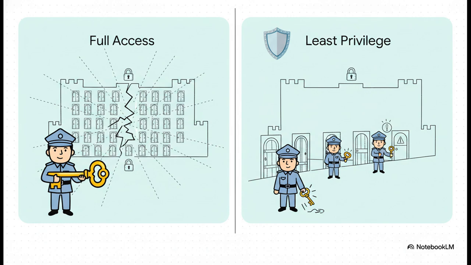If that key gets stolen, the entire fortress is compromised. Game over. But on the other hand, you have a guard with a key that only opens their assigned gate and their barracks. If that key gets lost, well, the damage is contained. That's the incredible power of least privilege.